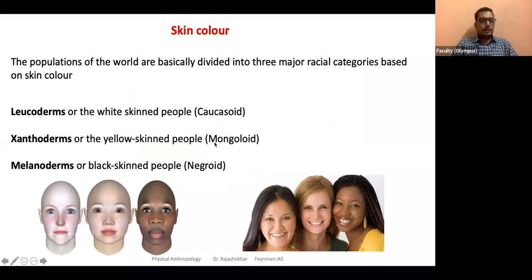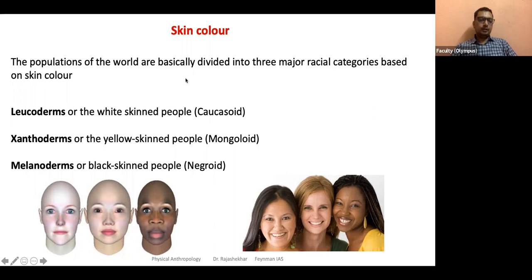So some terminology is important here. The populations in the world are divided into 3 major racial categories based on skin color. What are they? Leucoderm, like leukocytes, white blood cells, like leucoderms. Those people with white skin.